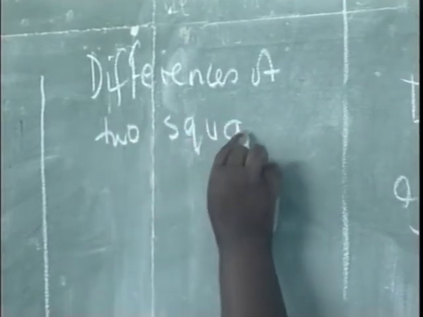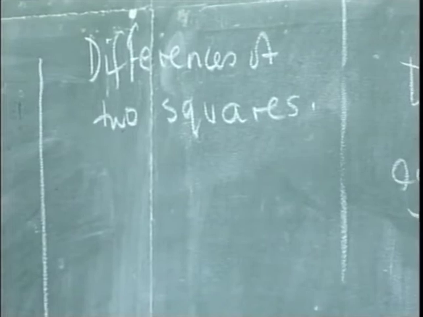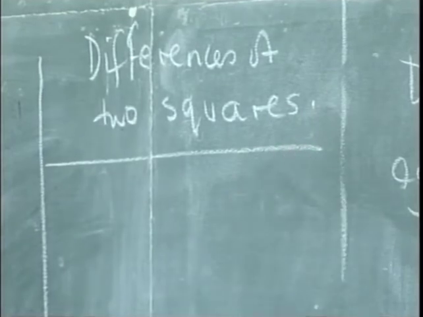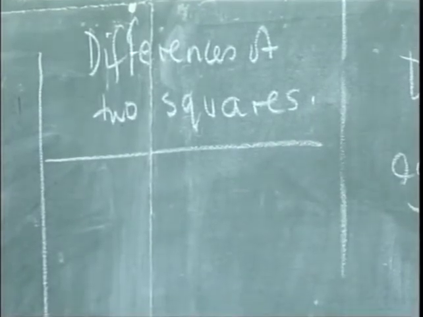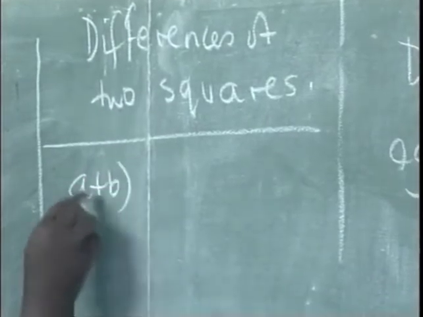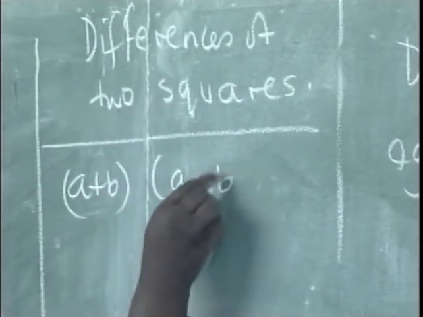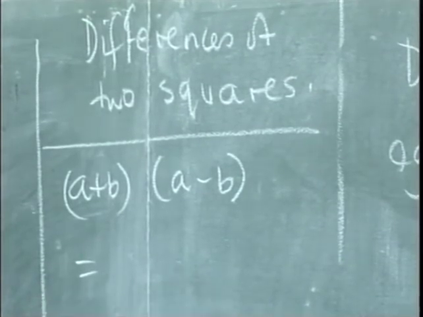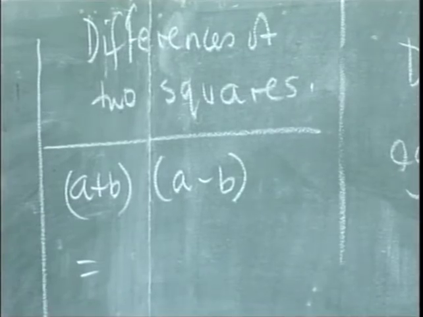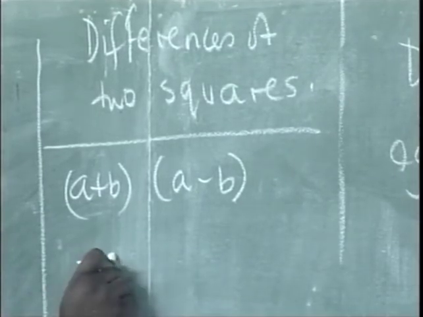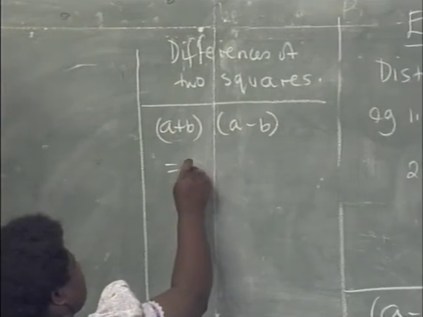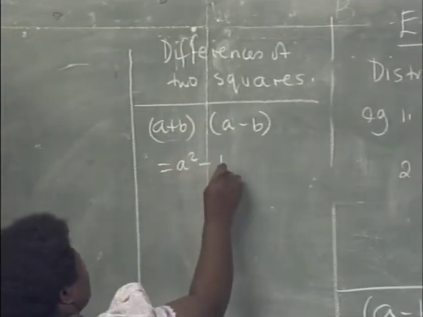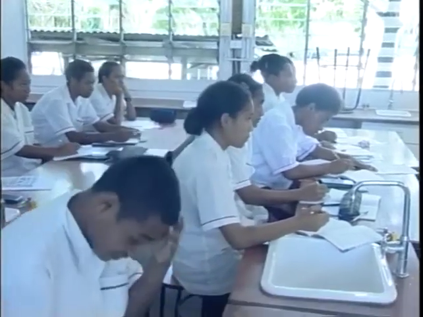Okay, this time we are going to look at those binomials. When you multiply, you get what is called a difference of two squares. For instance, A plus B times A minus B. I want you to give me the answer to this. A plus B times A minus B. What's the first term? A squared minus B squared. How did you get A squared minus B squared? Multiply the terms. You just multiply the terms.